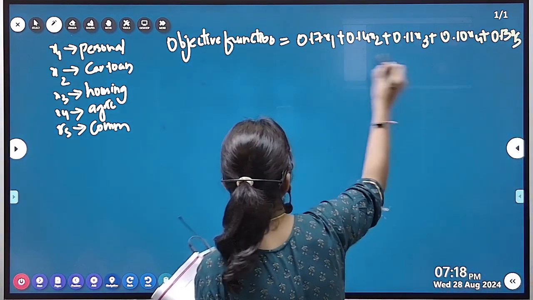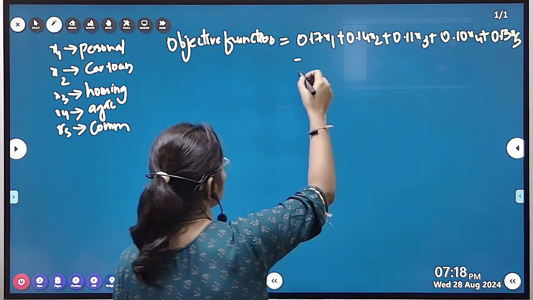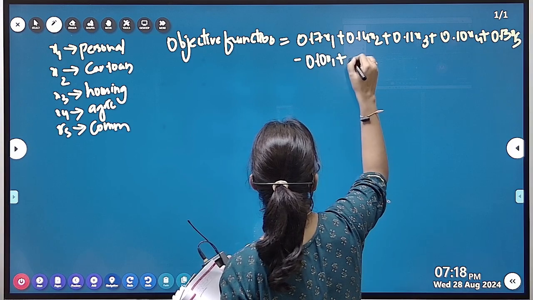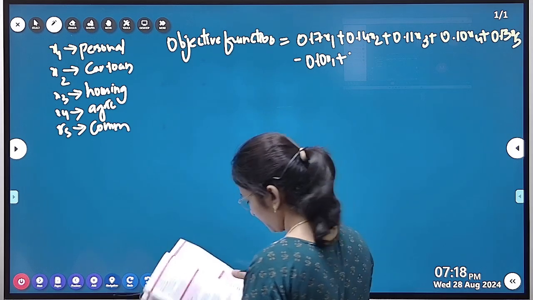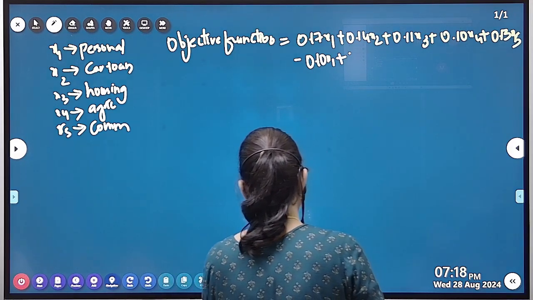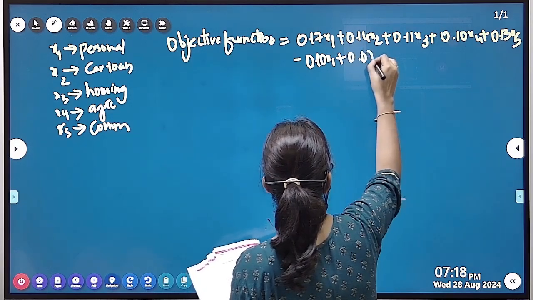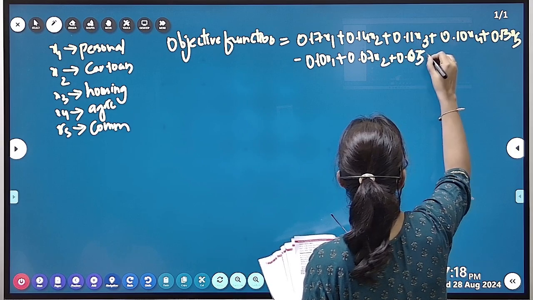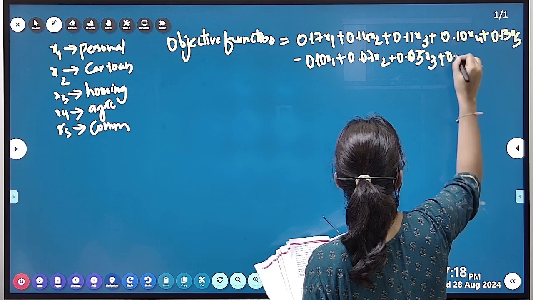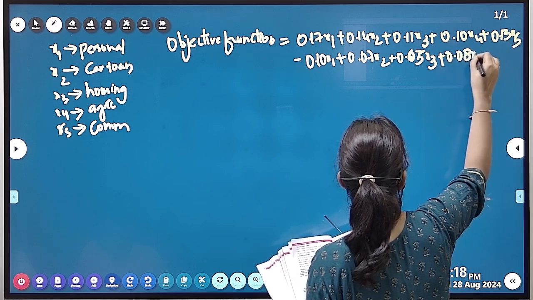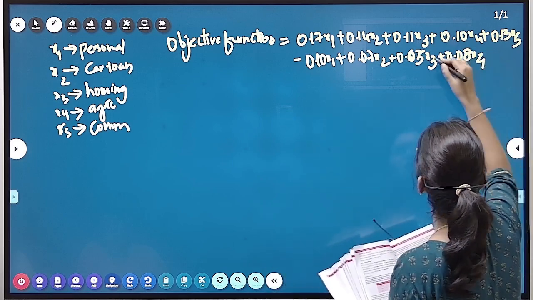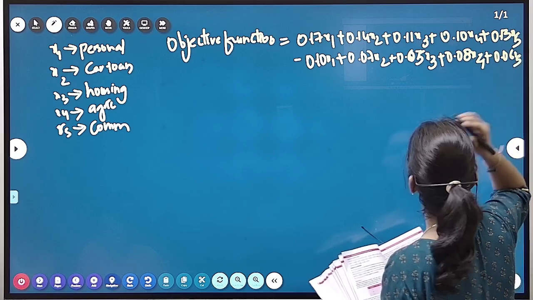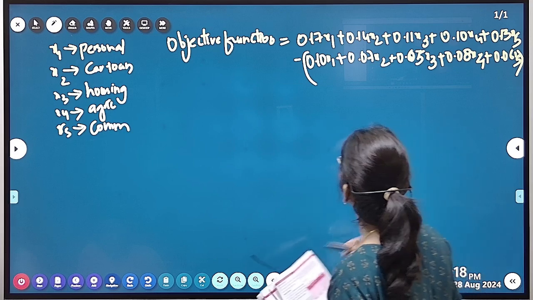So the bad debts means minus from that only, it's a continuation, minus of bad debts, tell me, 0.1 x1, 0.07, 0.065, x3 plus 0.08 x4, 0.06 x5. Okay, so this is minus, so can we solve this?